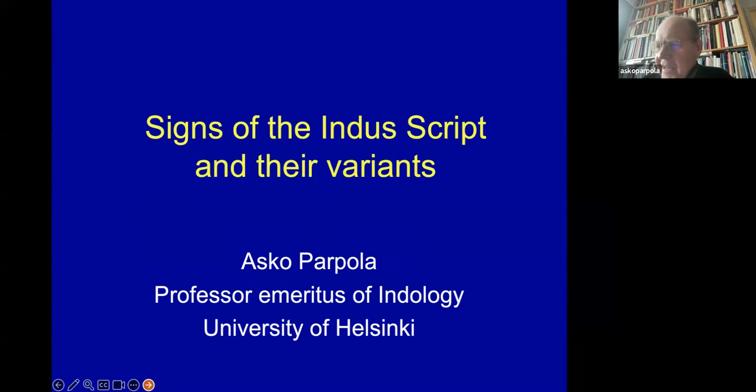I thank Greg Jamieson for inviting me to participate in this interesting panel. The distinction of graphemes and allographs is of great importance for the structural analysis of the Indus inscriptions. This is the main problem in the construction of a sign list and the topic of this paper.